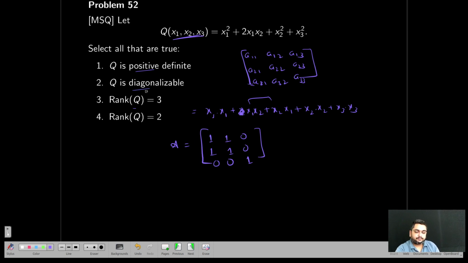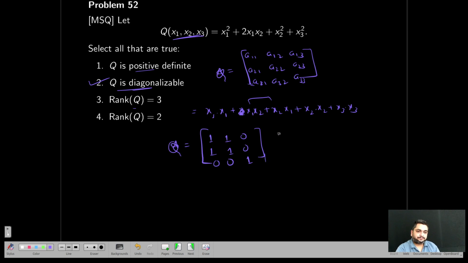And check whether Q is diagonalizable. See, this option is always true. Q is diagonalizable because this matrix A is a symmetric matrix. Any symmetric matrix can be diagonalized, that is the rule. So since Q is a symmetric matrix, it is diagonalizable. This is true. Then you check the others.